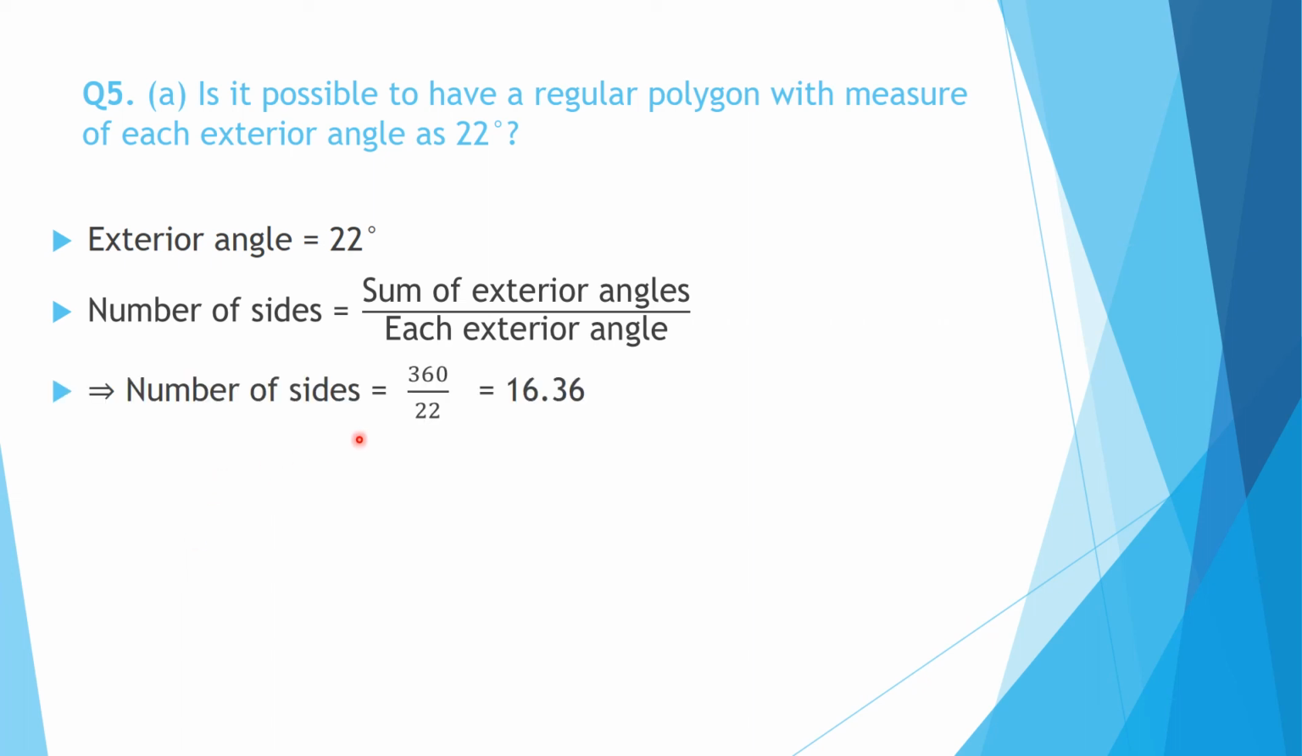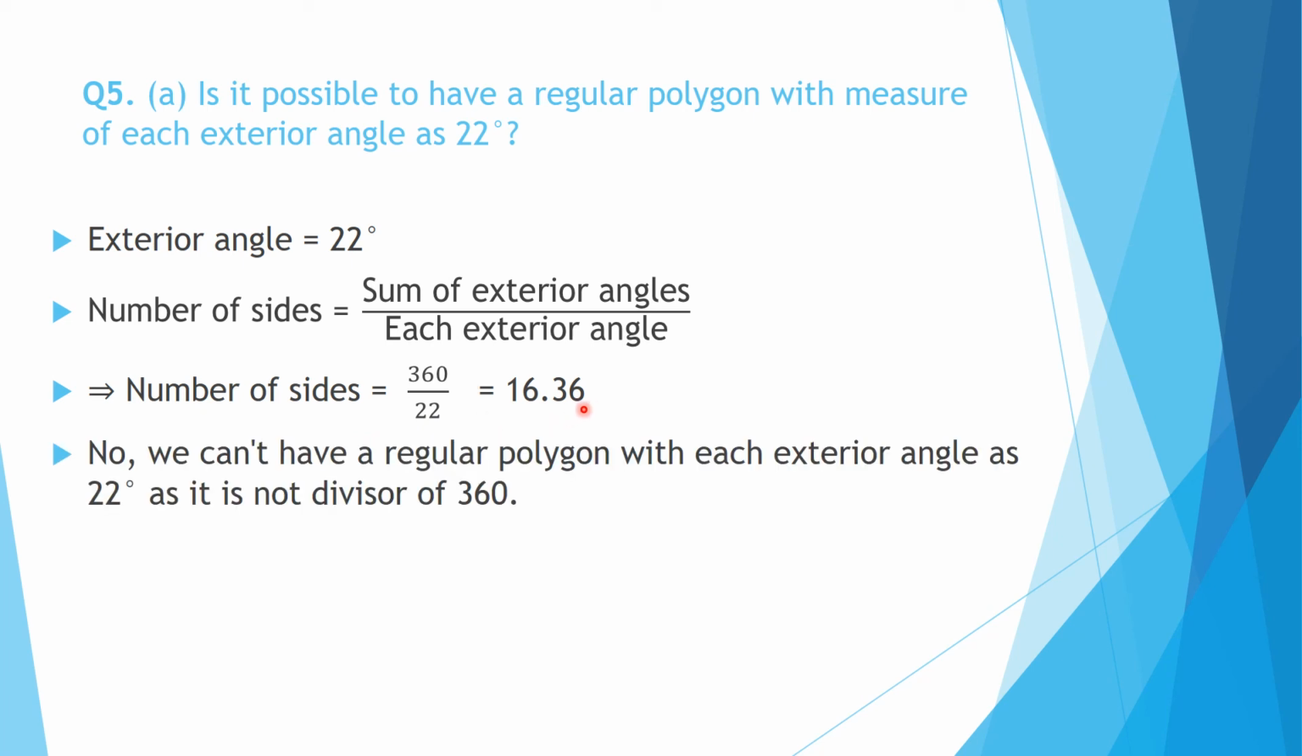So number of sides is 360 upon 22, that is 16.36 when you will be dividing it. So 16.36 cannot be the sides of any polygon. So no, we cannot have a regular polygon with each exterior angle as 22 degree, as it is not divisible by 360, because 16.36 cannot be the sides of any polygon.